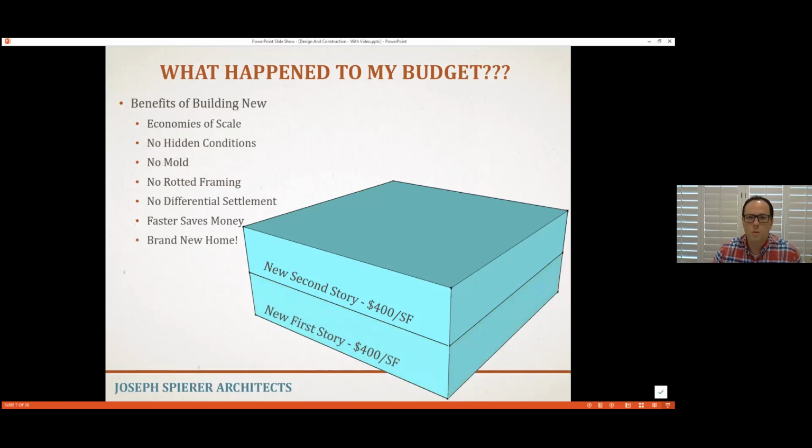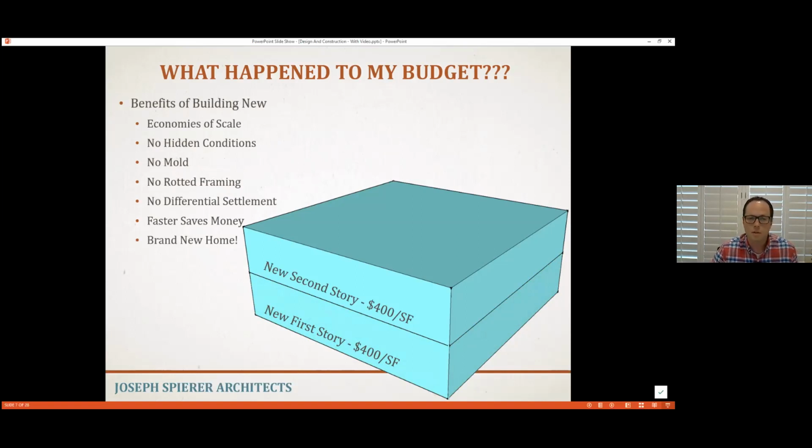So here's what I would say instead is a better idea. If you have a lot that has a 1,500 square foot old house on it, and you're planning on adding the same amount of square footage up above that's down below, it might make more sense to just knock the entire thing down and start from scratch, because then you save a bit of money on your second story.